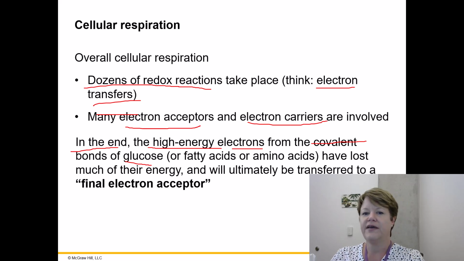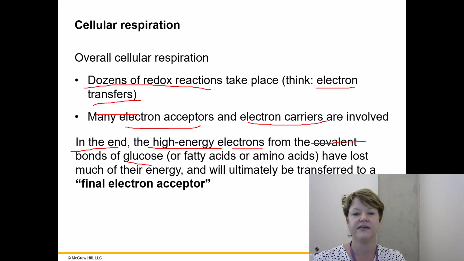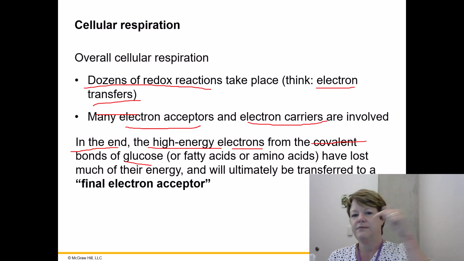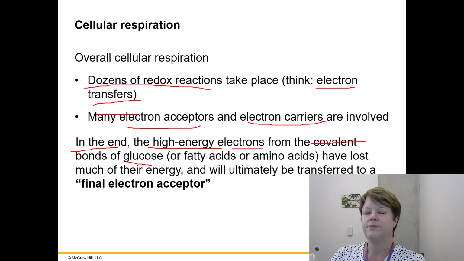Once those electrons are passed off to different electron carriers, they will little by little lose most of their energy, and ultimately at the very end of the process there's one molecule that acts as what we call the final electron acceptor, and he's the guy who takes those electrons ultimately and keeps them. So the electrons come from the bonds of the organic molecule, glucose or an amino acid or a fatty acid, and they get passed along, and then they end up being held by a final electron acceptor. And within that process, which I haven't explained yet, there's going to be a transfer of energy to ATP.